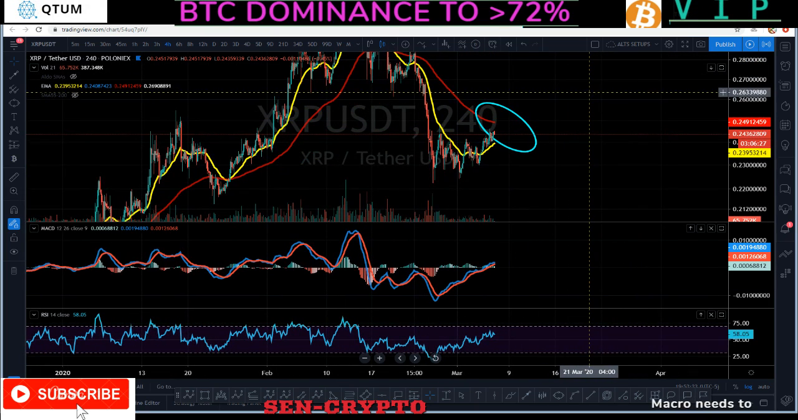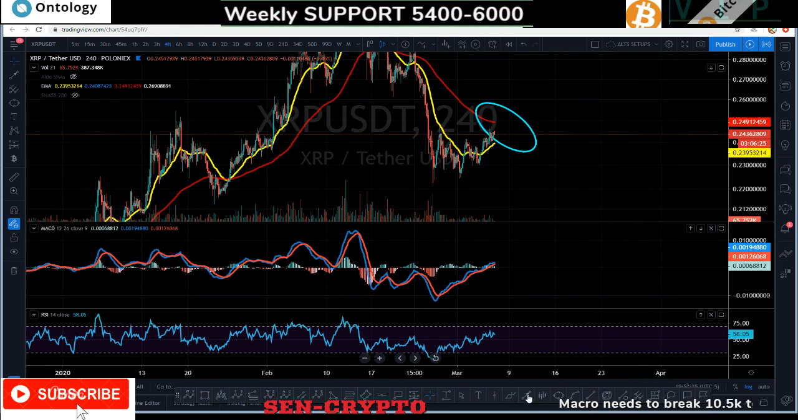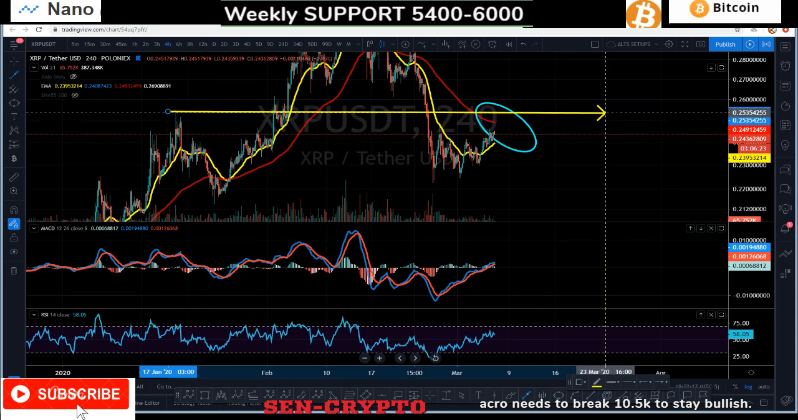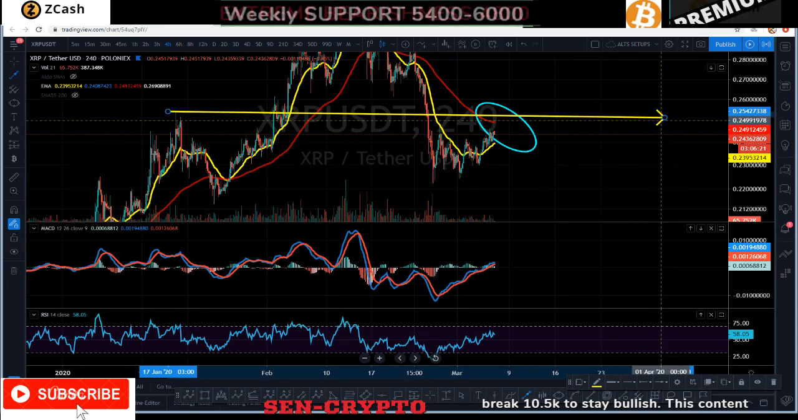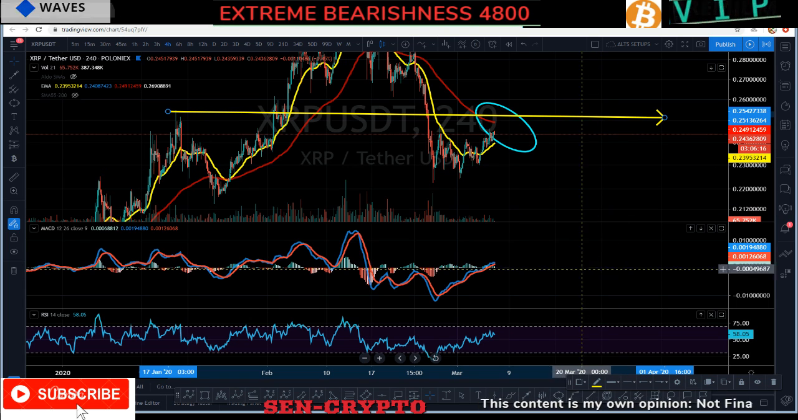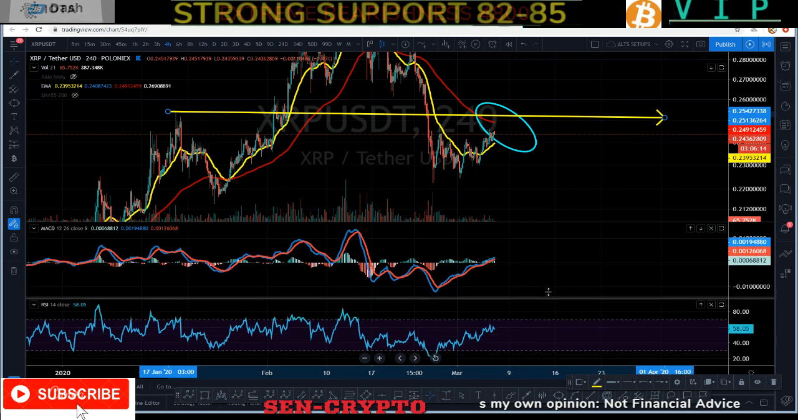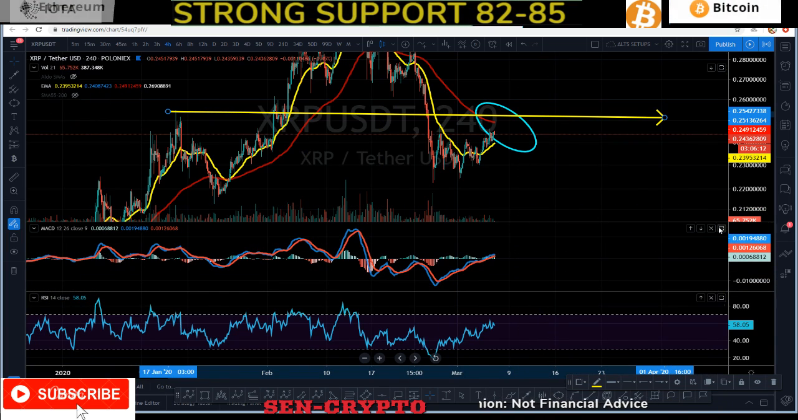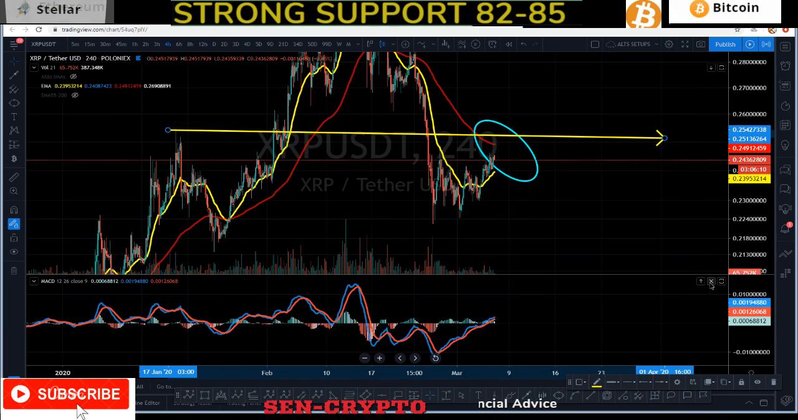The 4 hour time frame also, XRP could be facing some big challenges within the next few days, guys. If we do not break this 25 to 26 cents, we could be facing some big challenges within the next few hours, few days. All right, so let's keep that in mind.